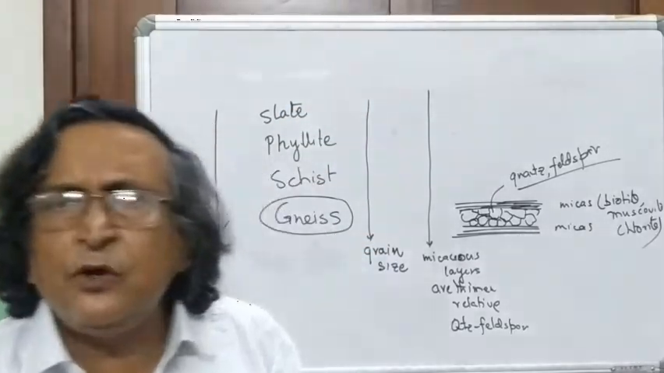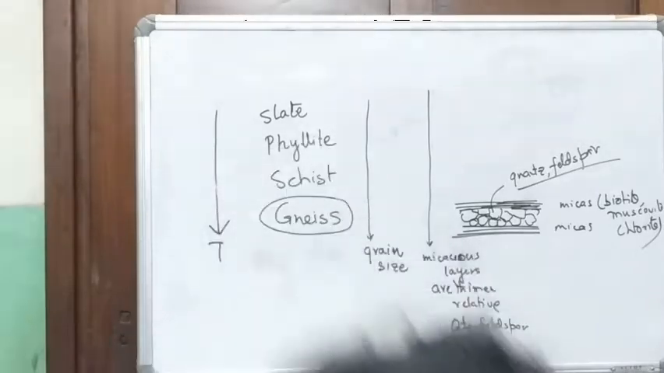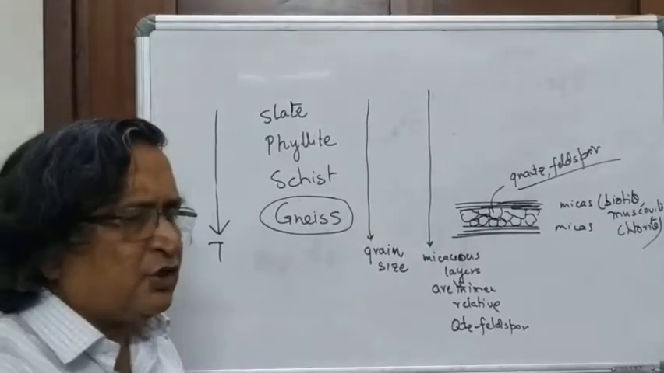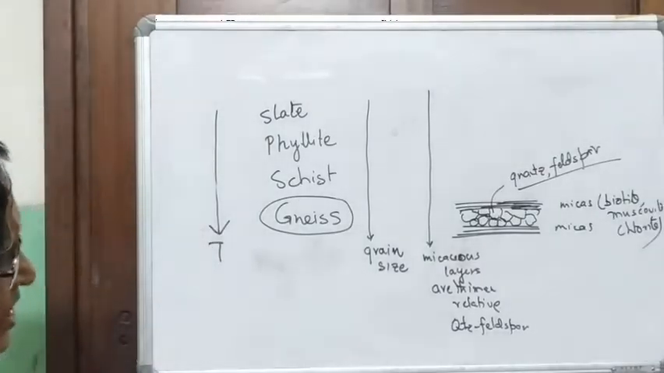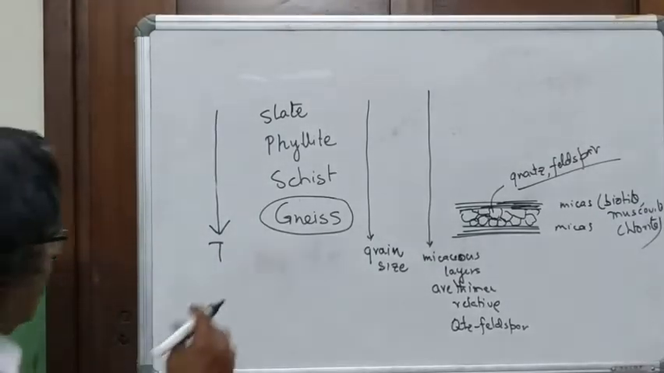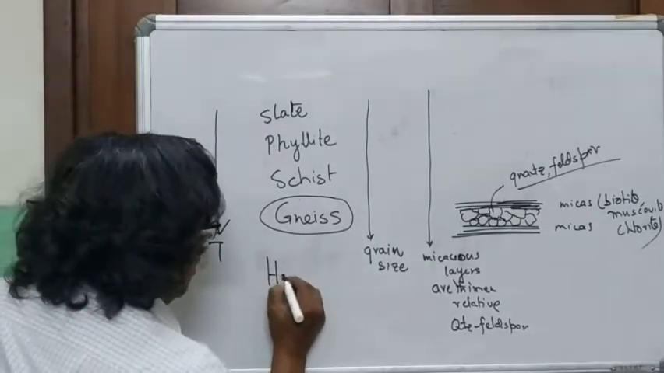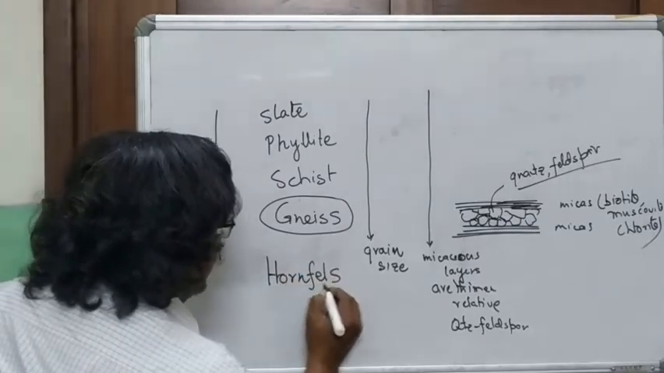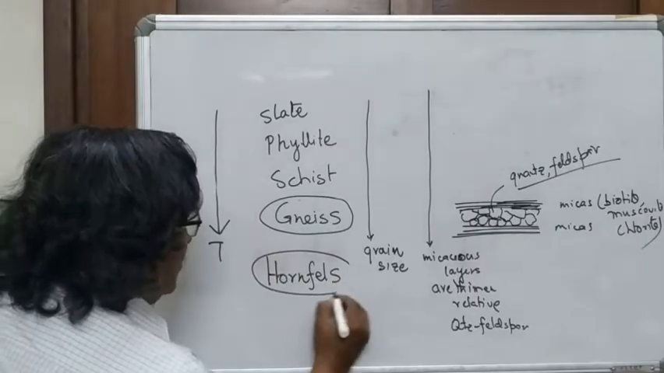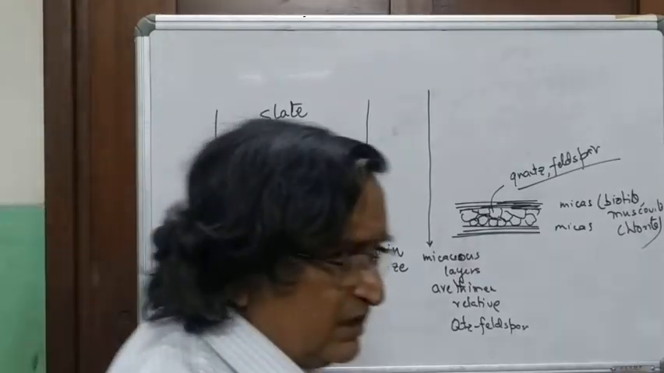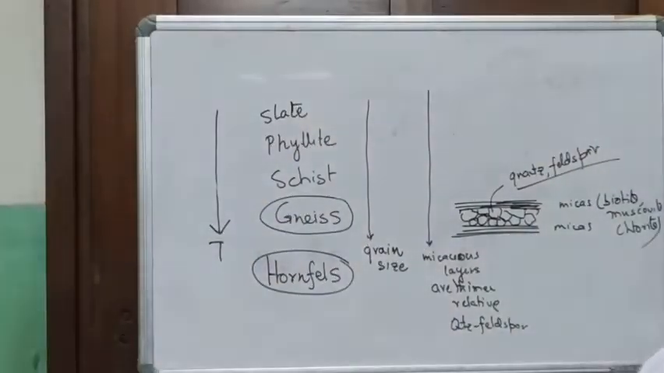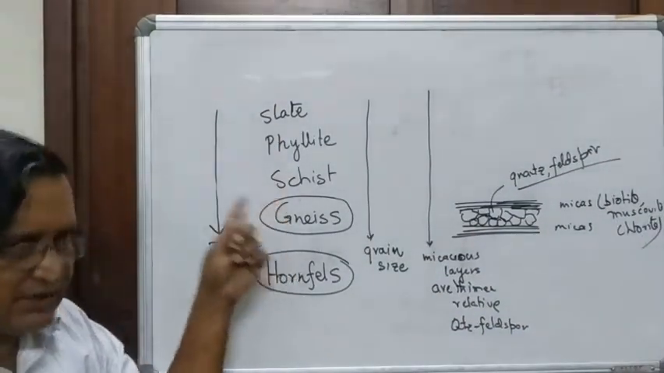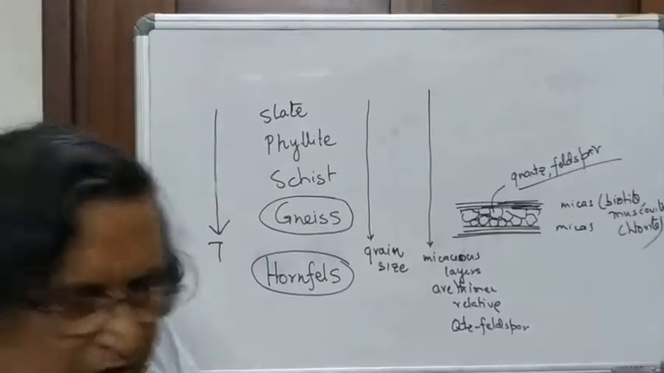So this is about the mesoscale structures. These are the four identifiable mesoscale features of metamorphic rocks. There is another type of metamorphic rock. It is called hornfels. This hornfels is a slightly different rock. So I will not discuss it along with slates, phyllites and schist, but I will make a mention later on.